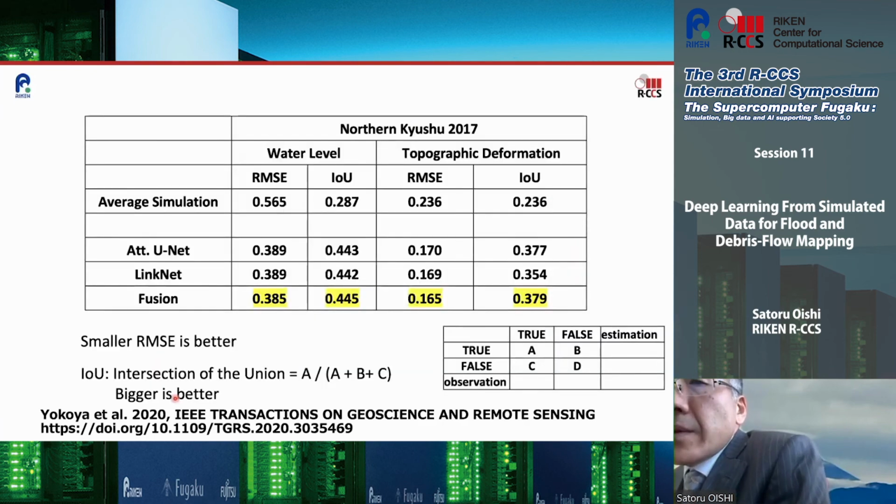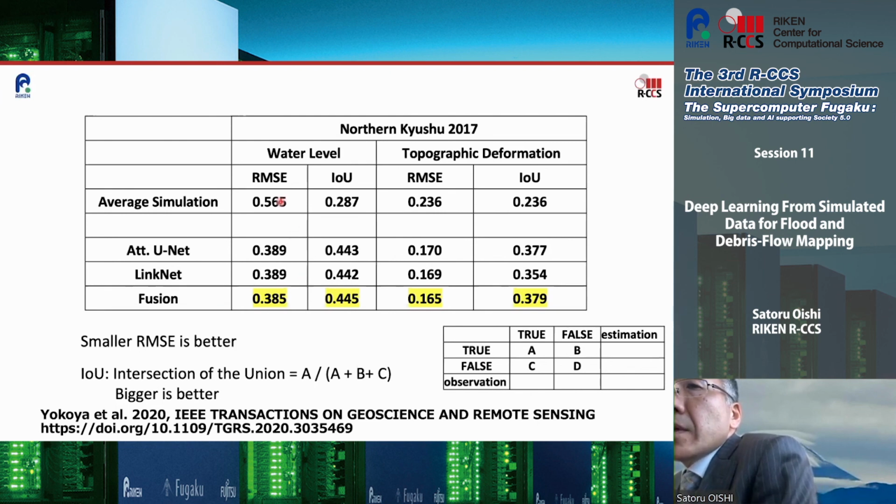So this is the final page of our presentation. This is the numerics of our result. As I mentioned, our simulation gave a good result, even just averaging the simulation, for estimating the water level and topographic deformation. And RMSE is root mean square error, so smaller RMSE is better. Intersection over union is explained by this figure. IOU is calculated by true divided by true and false. So it means that the bigger IOU is better.